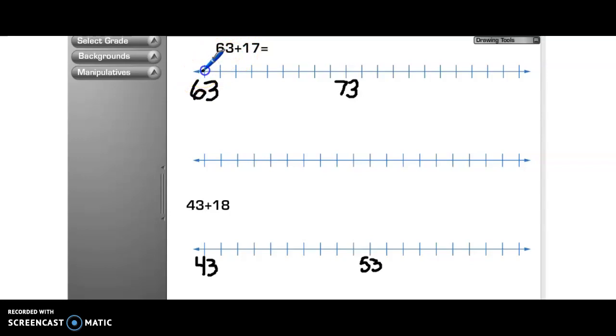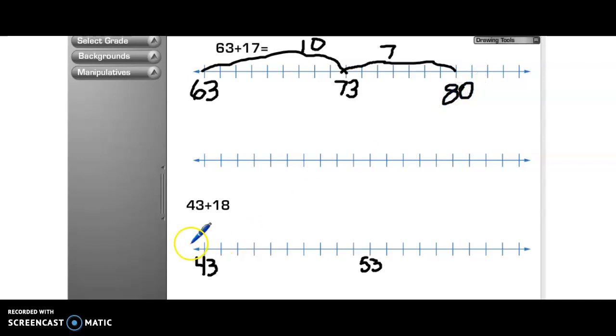So first I'm going to add 10, and that equals 73, so I got the 10, but I have 7 left over because I'm supposed to be adding 17. So now I'm going to add 7. 1, 2, 3, 4, 5, 6, 7. So here's my 7. And I know if I were to count up 73, 74, 75, 76, 77, 78, 79, 80. So my answer is 80.